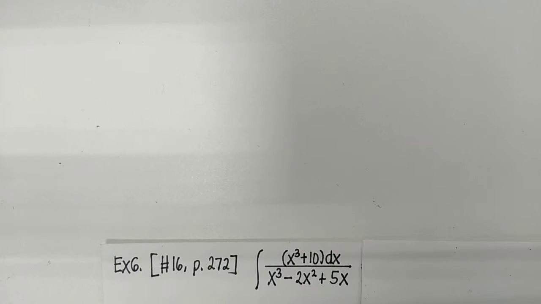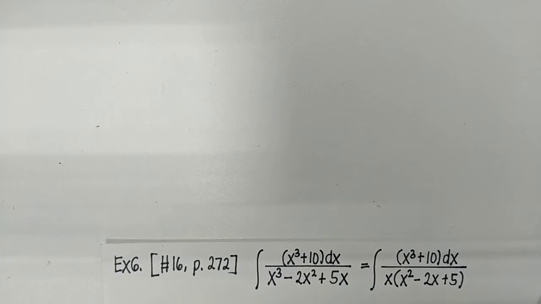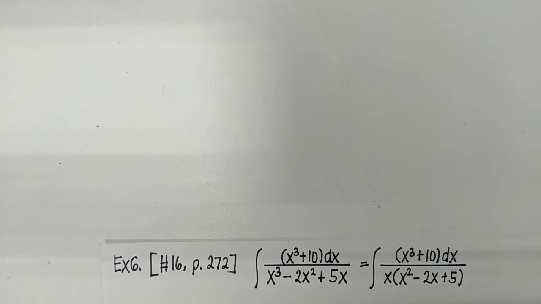For this example, the factors of the denominator are as follows. For the factor x squared minus 2x plus 5, we can no longer factor it into simpler factors. So those two are the only factors that we have: x and x squared minus 2x plus 5.